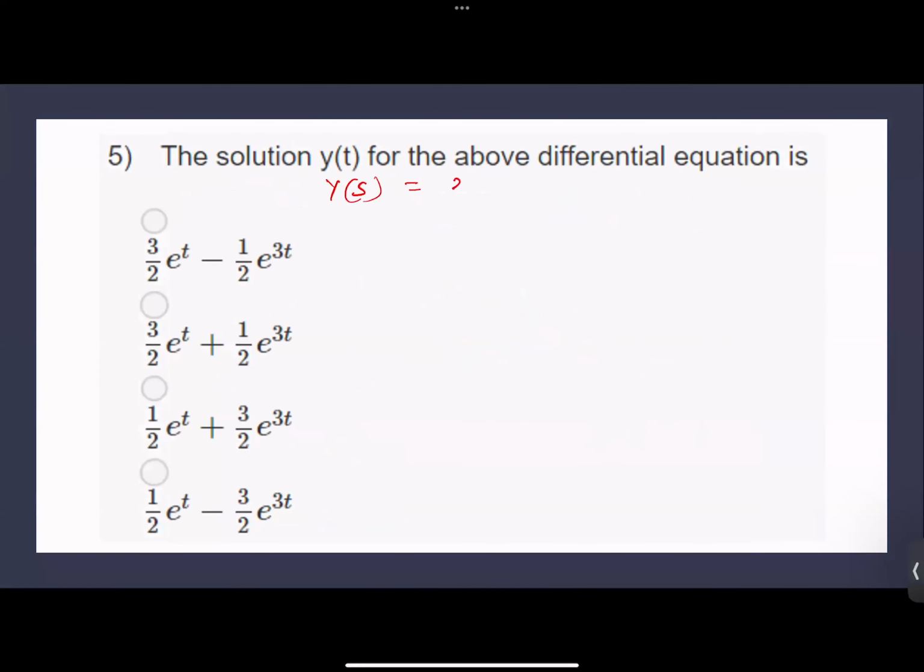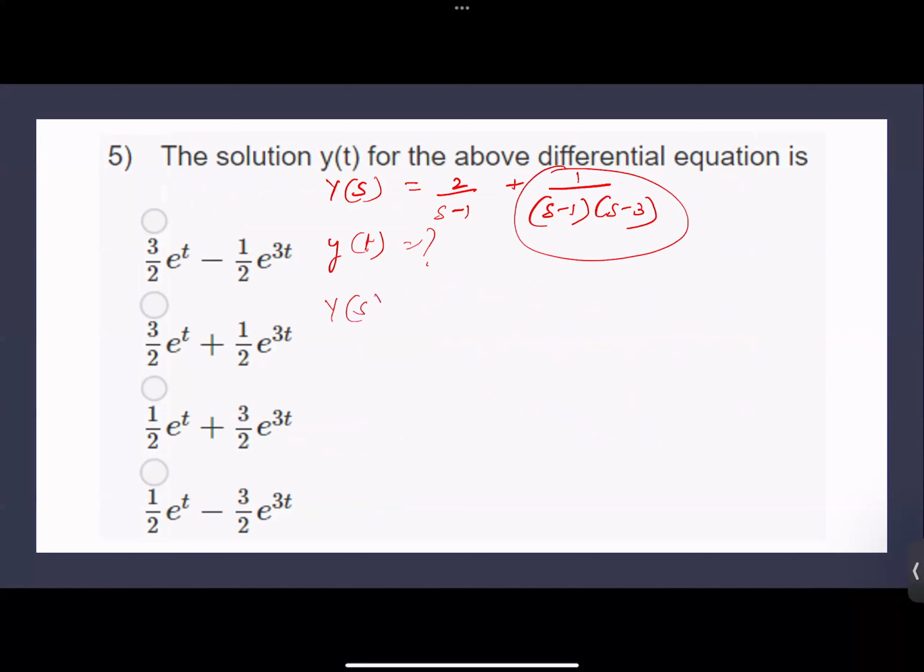2 by s minus 1 plus 1 by s minus 1 s minus 3. Okay, just solve this, find y of t. They've asked you y of t. So you're supposed to take the inverse Laplace transform. For that, you will have to take the partial fractions of this term. How do you do that?